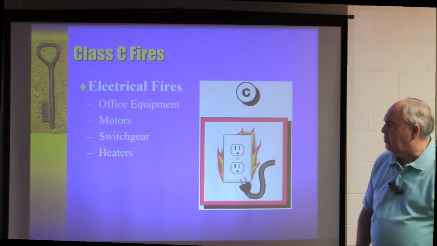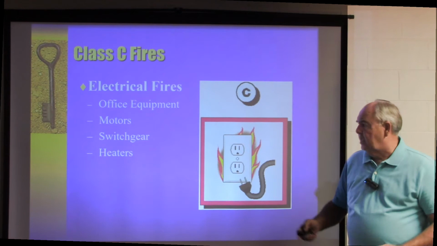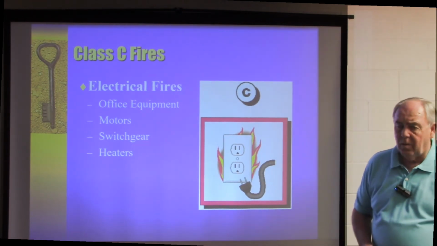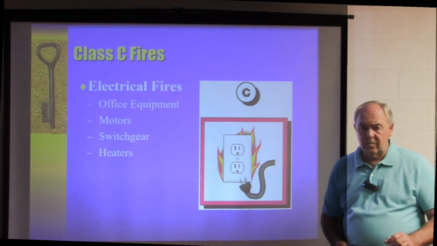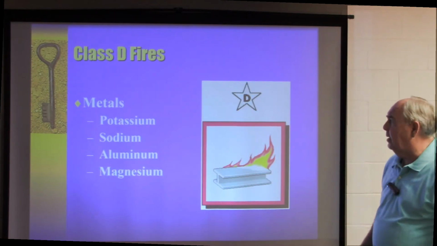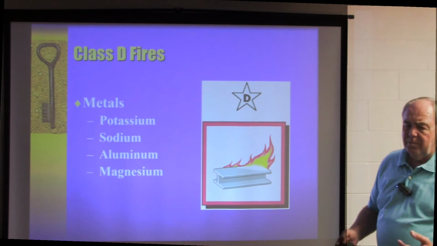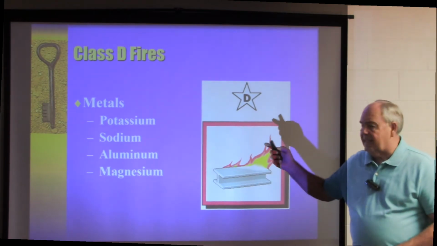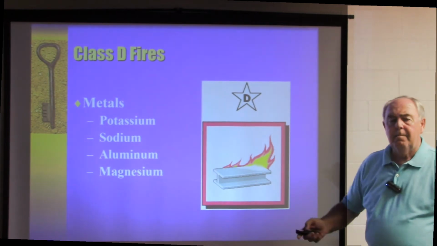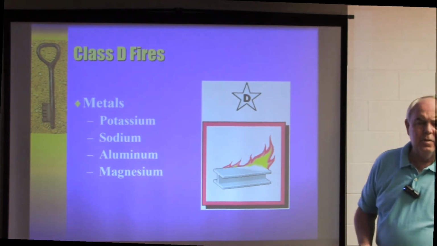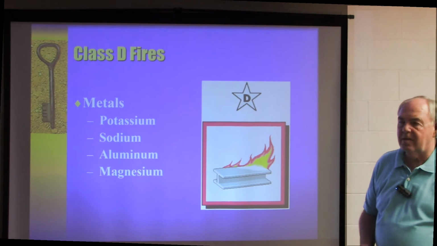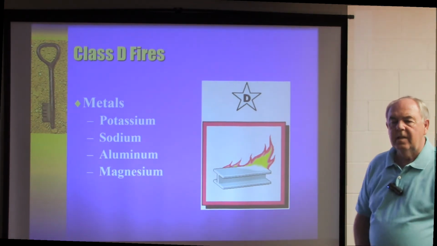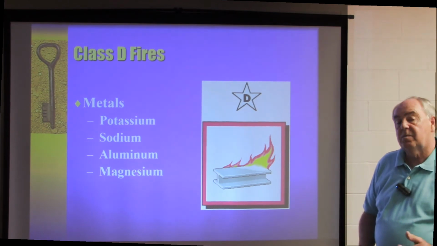Class C is an electrical fire: office equipment, motors, switchgear, heaters, things of that nature that you definitely don't want to put water on unless you want to become energized really quick, because that's what would really happen. Class D fires, we probably don't deal with a lot of those, but if we do, it's typically the potassiums, the sodiums, the aluminum. Magnesium is the one that I'm most familiar with when it comes to metal fires. And again, you would want to use something different, something that was probably some kind of smothering agent.